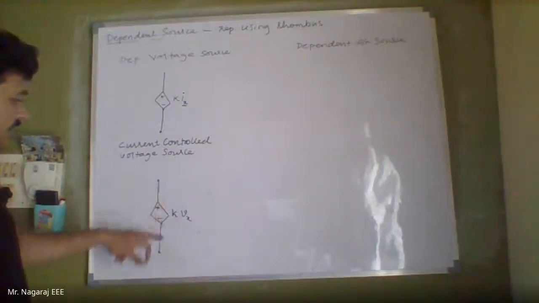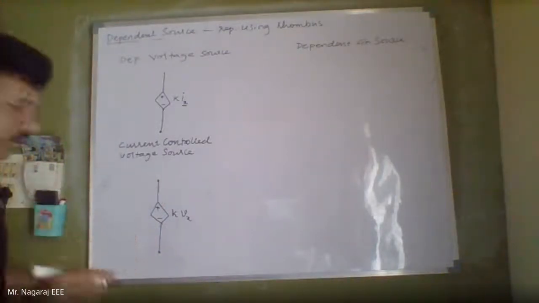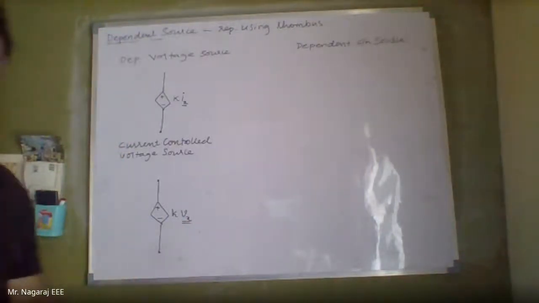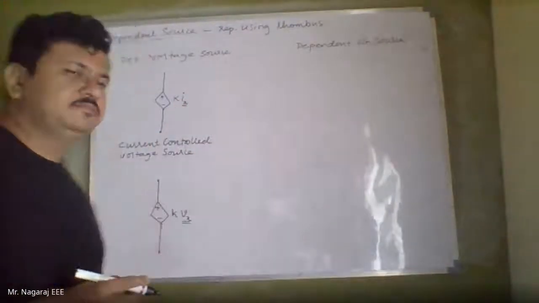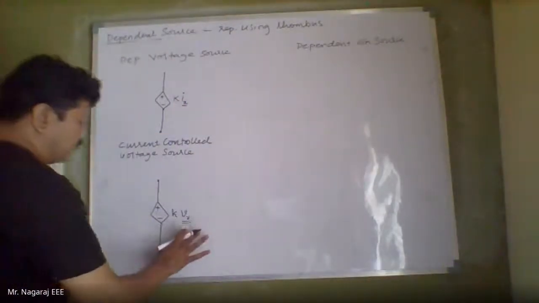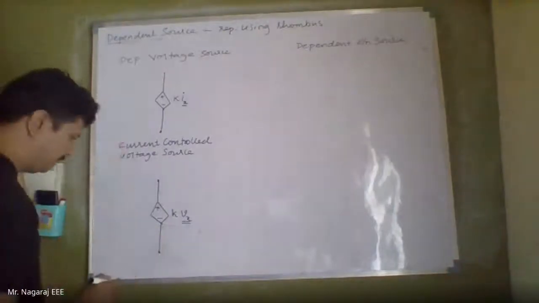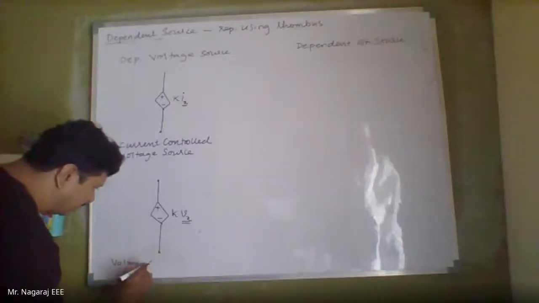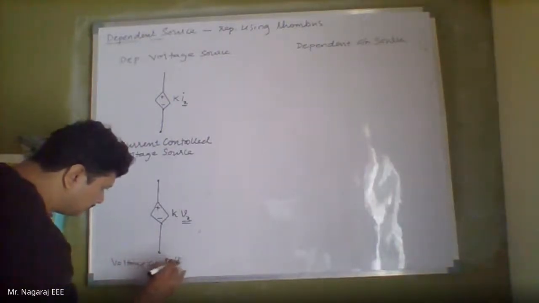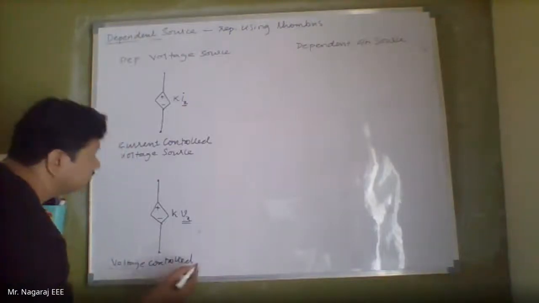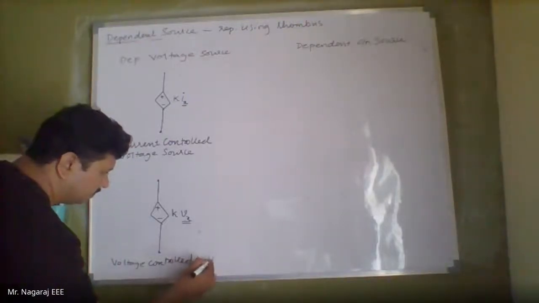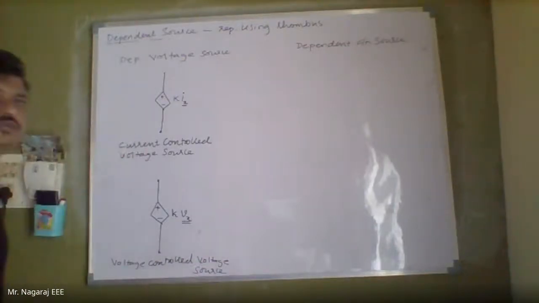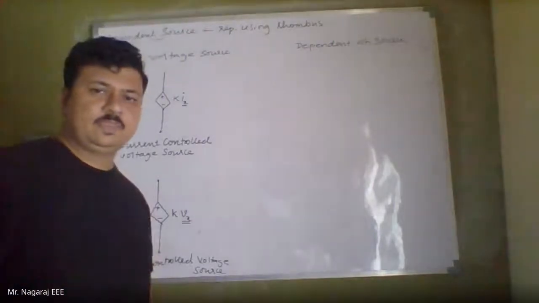But the voltage across the terminal of that source now depends on this voltage Vx. Now, what is Vx? It is the voltage across some element in the same circuit. And this is a voltage controlled voltage source. Okay.